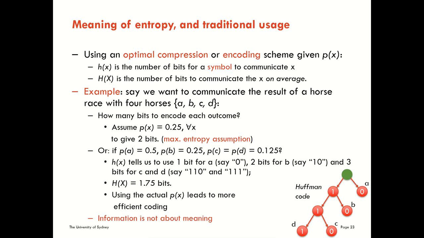Importantly also, information is not about meaning. We have completely decoupled the meaning from the number of bits for each symbol and the code that we use. Horse B might mean something very greatly to its owners. It might mean something very greatly to the person that bet on it. We have completely decoupled the meaning from the number of bits and from the values here. That's important. Information theory is semantic free.